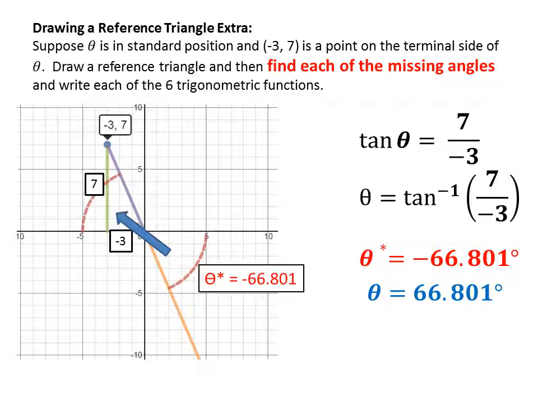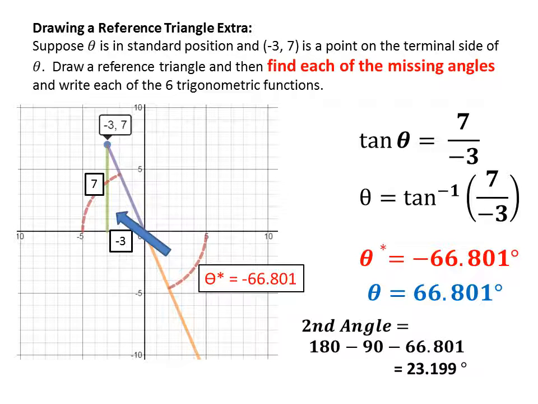So we're going to use a little bit of geometry and push that angle over into the second quadrant, and I see that I have those opposite angles and that they are actually the same measurement. Then I'm going to take that angle and make it a positive angle, 66.801 degrees. Our second angle is pretty easy since we have a 90-degree triangle. We're going to take 180 degrees, subtract 90, and then subtract our angle of 66.801. And so our second angle is just 23 degrees there.